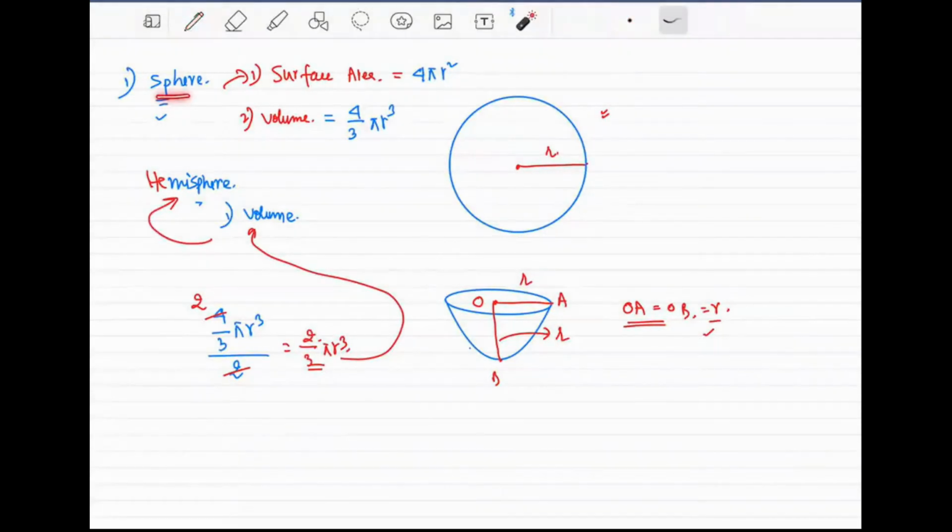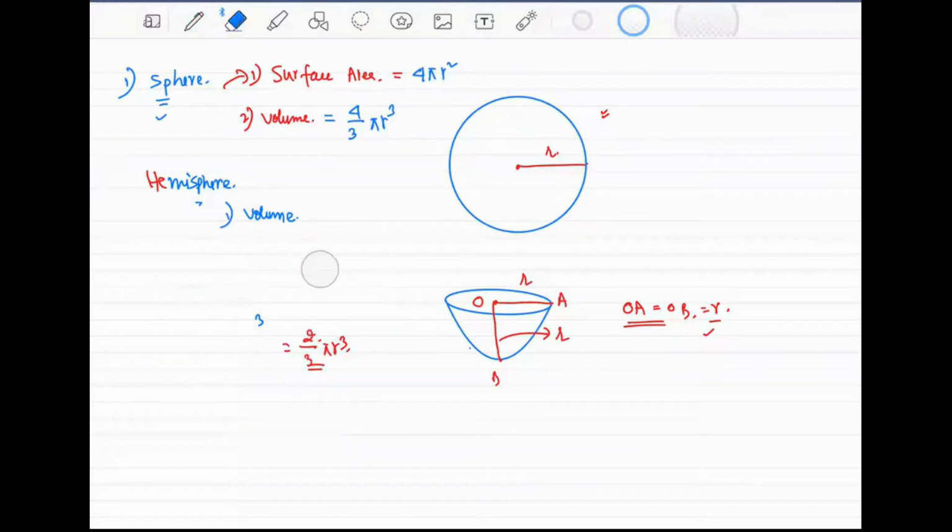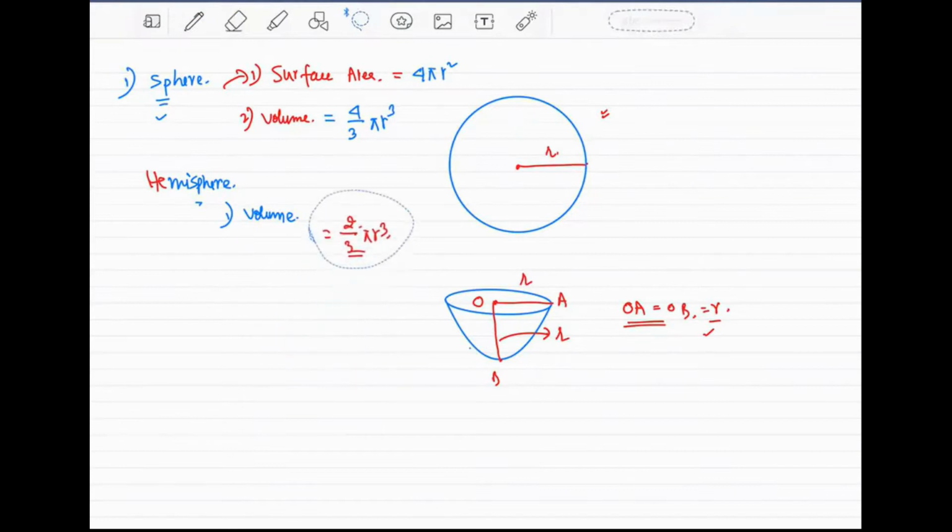So for a sphere, it's 4 by 3 pi r cube. For a hemisphere, the volume is 2 by 3 pi r cube. So you have to note this down. And you have to understand how the 2 by 3 instead of 4 by 3 comes into being. Okay. Next one, coming to the surface area.